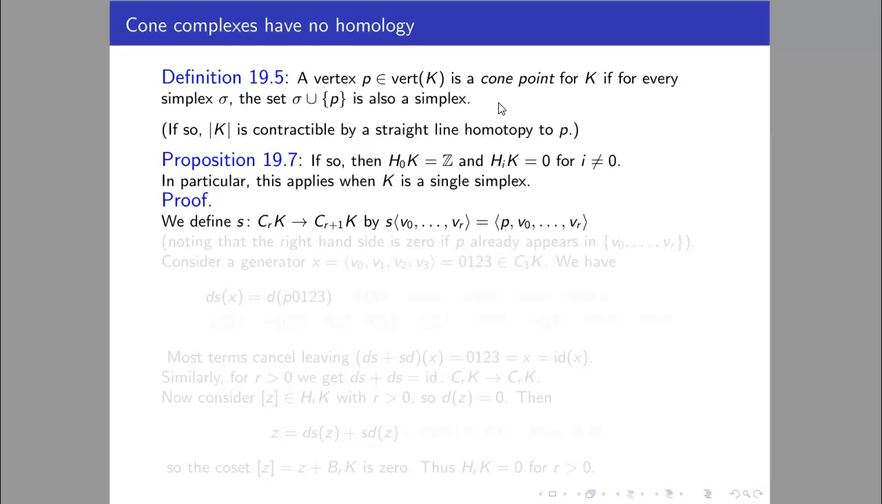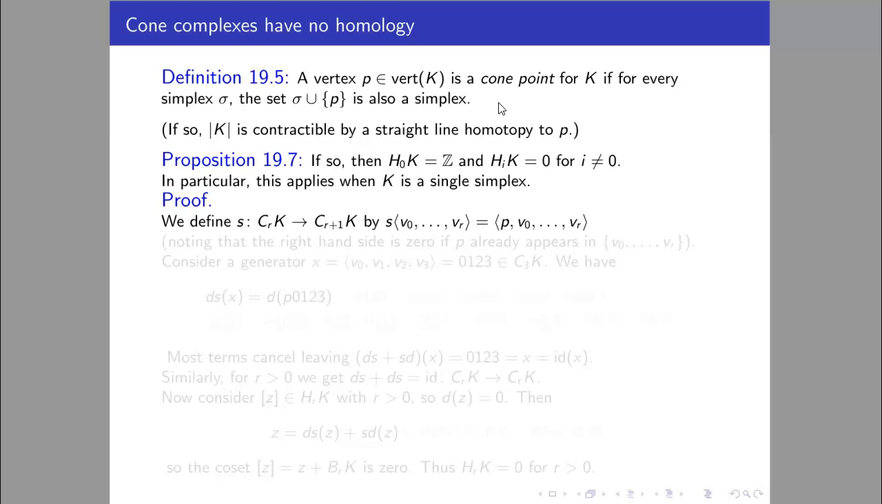So to prove this, we're going to use a chain homotopy, as we've discussed in the previous video. We're going to define this map S from C_r(K) to C_{r+1}(K), and it works like this. A generator of C_r(K) is given by some simplex v_0 up to v_r, and to apply S to that we just put in a p at the beginning.